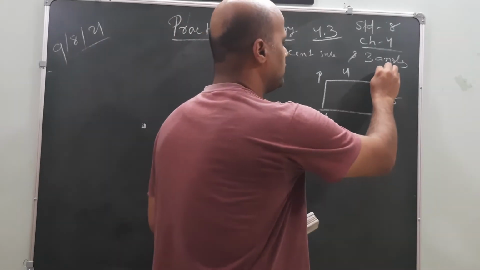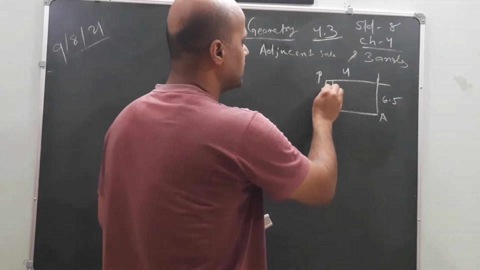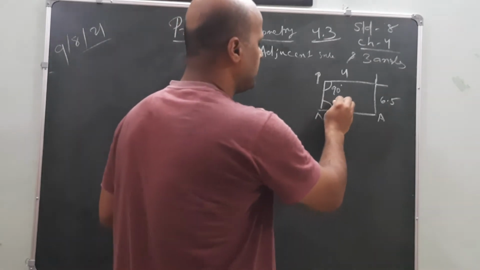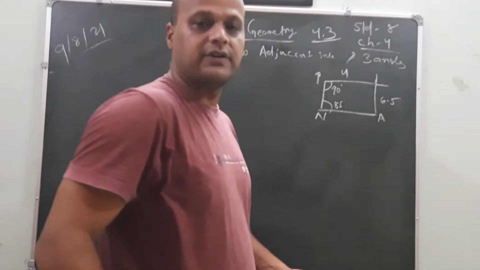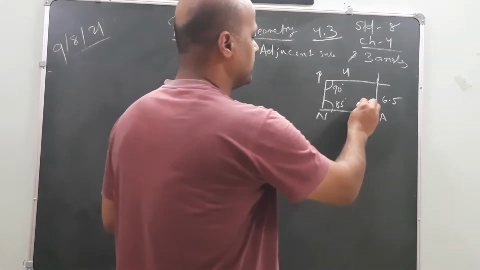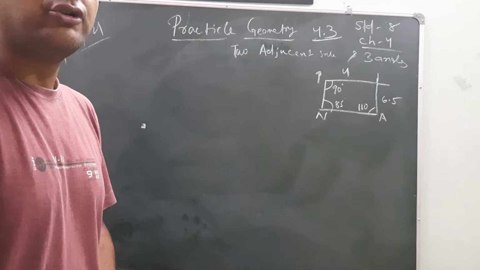Now three angles are what are there? P angle is 90 degree. Okay. Then 85 degree N angle. Then A is how much? 110 degree. Okay. And this angle L is not given. Okay. So how you will draw this one?